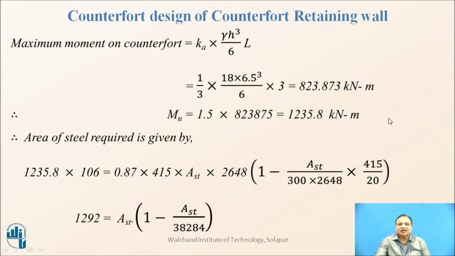So Mu we have calculated. It is 1.5 times M. So it works out to be 1235.8 kilonewton meter. So the area of steel required is given by, again we have used G1.1b, Mu is equal to 0.87 Fy Ast d into 1 minus Ast Fy upon fck b d. So by using G1.1b, we have calculated the area of steel required for the bending moment of a varying cross section beam, counterfort beam.